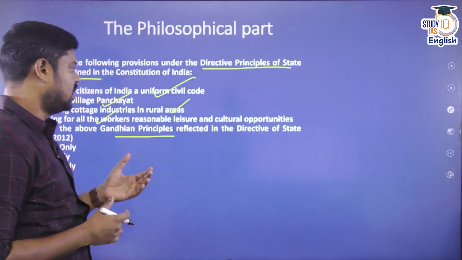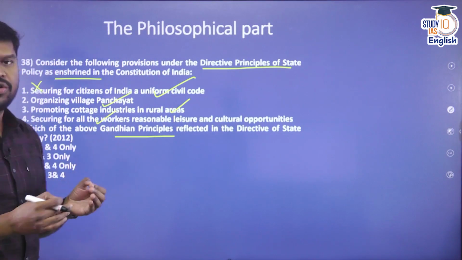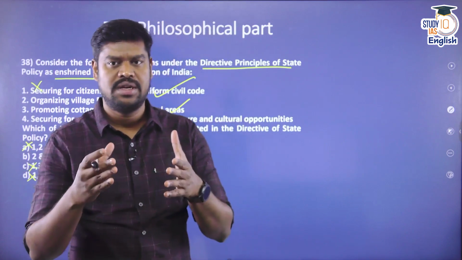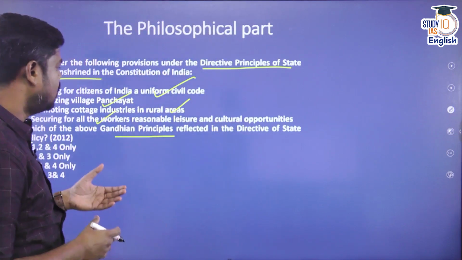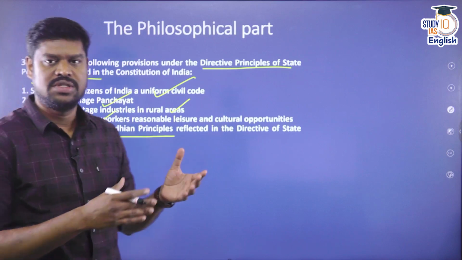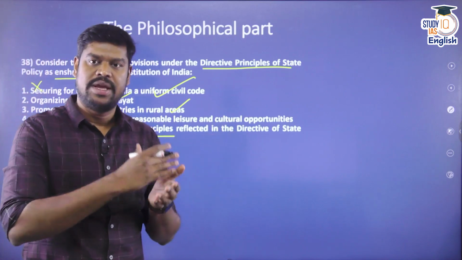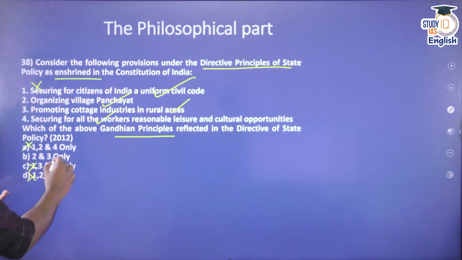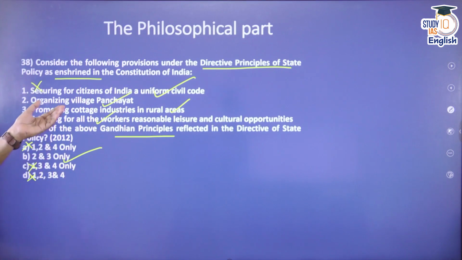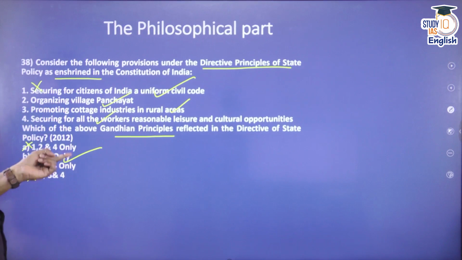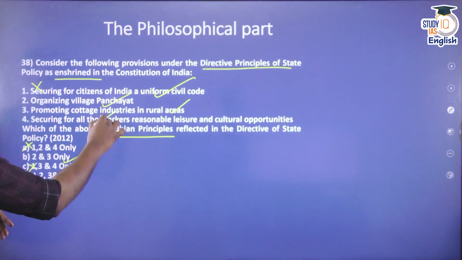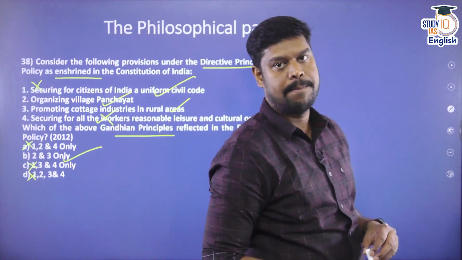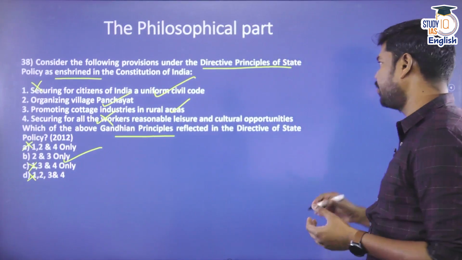Just have an element of patience and try to control your nerve a little bit and then you will be able to do it. Not only in this particular question, which is quite simple, you can apply the same thing to other questions as well. So, the right answer would be option 2, 1, 3 only, that is organizing the village panchayat and the cottage industries. Well, all are DPSP, but the Gandhian principle is only under option B. We will move to the next question.